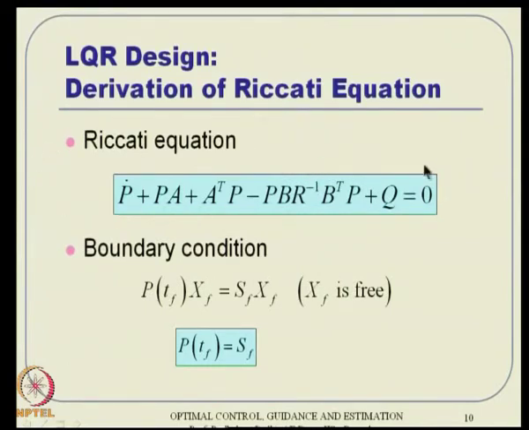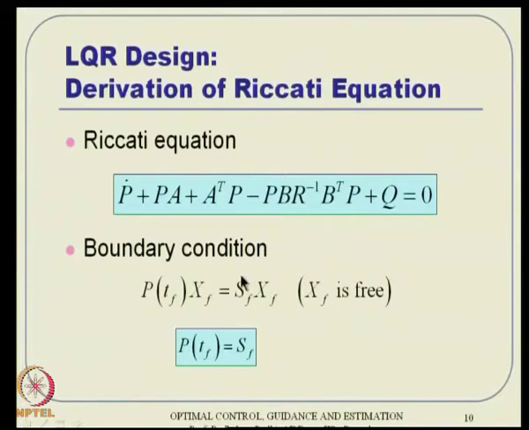This is famously called the Riccati equation. An Italian mathematician came across this equation in a scalar variable sense for the first time, and that is how it is named the Riccati equation. Anyway, this is popularly known as the differential Riccati equation, and if you remember, there is a P dot here. So, obviously, we need a boundary condition for P also.